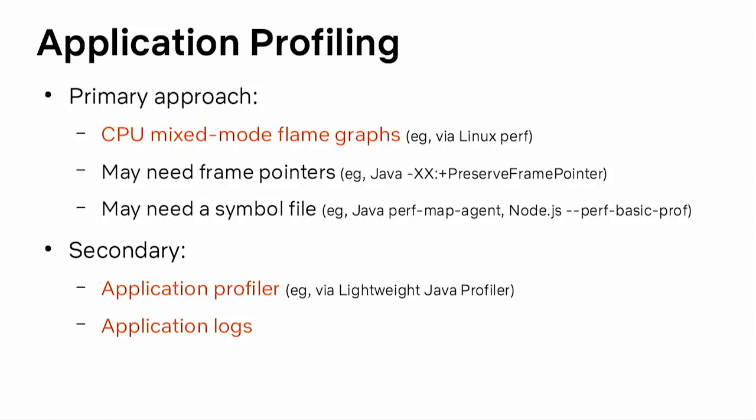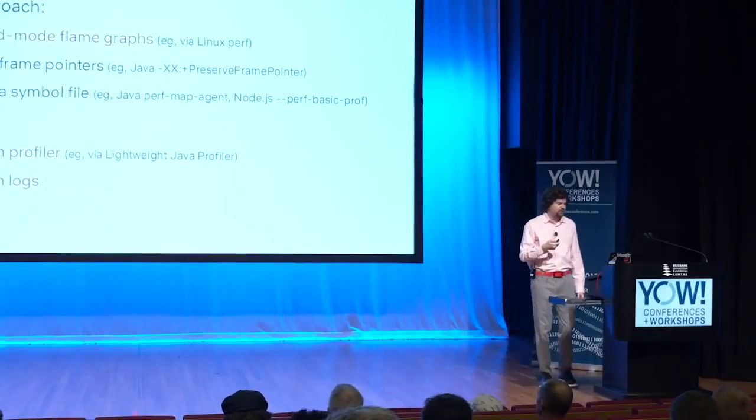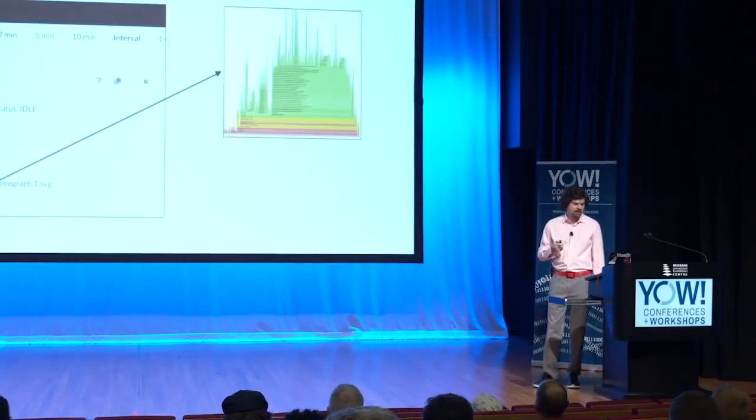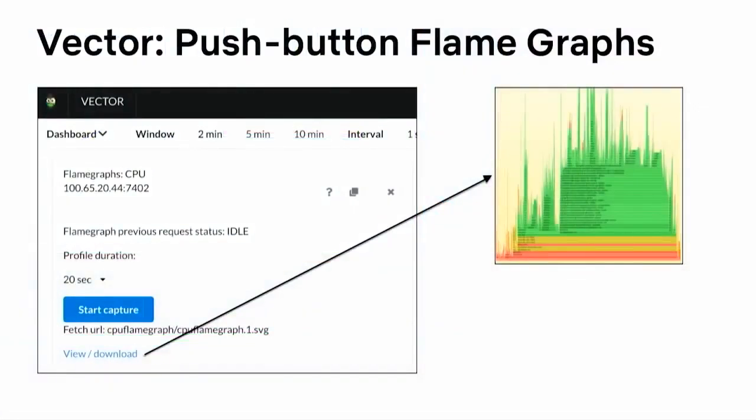If that doesn't work, we will then use application profilers or application logs. But our preference is push-button flame graphs. We have them in Vector so that you can say, start capture for 20 seconds, CPU flame graph, and then I'm looking at it straight away.